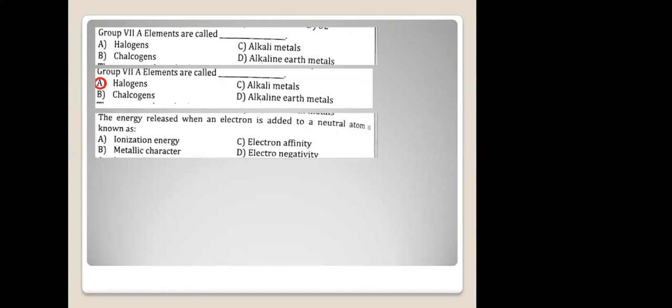Again, this is something else now, a new concept. The energy released when an electron is added to a neutral atom is known as?